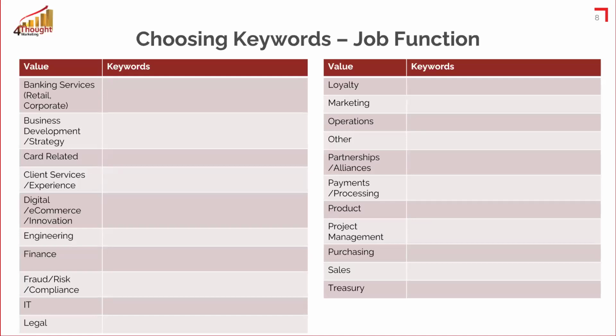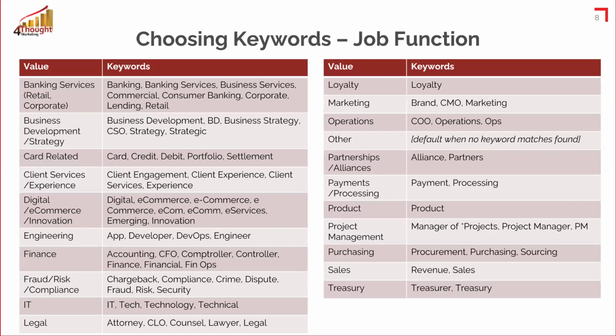So once you've determined the values you want to use for job function and for job level, you need to select keywords that are common enough in your contact database of job titles that they will be effective, but narrow enough that they will specifically target the roles you want and not bring in any unwanted contacts. So here's the example of what we put together in collaboration with the client for their keyword matching for job function.